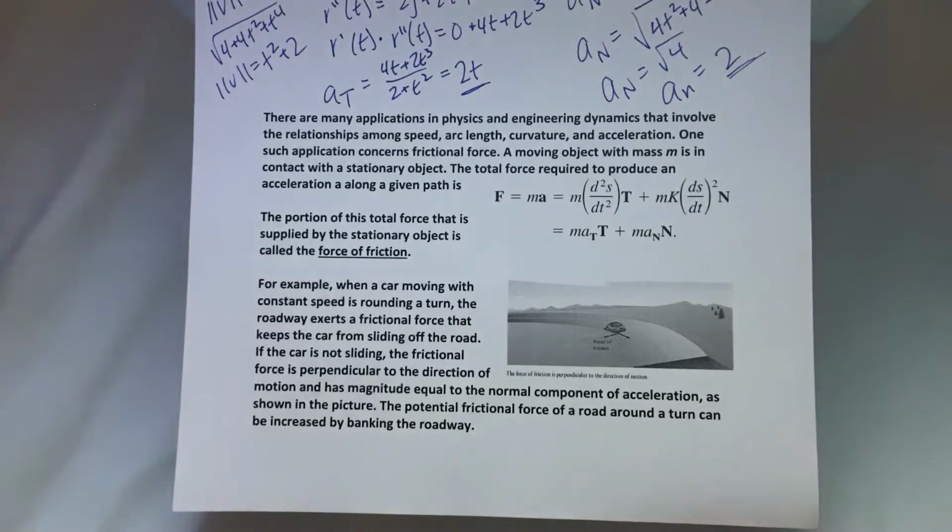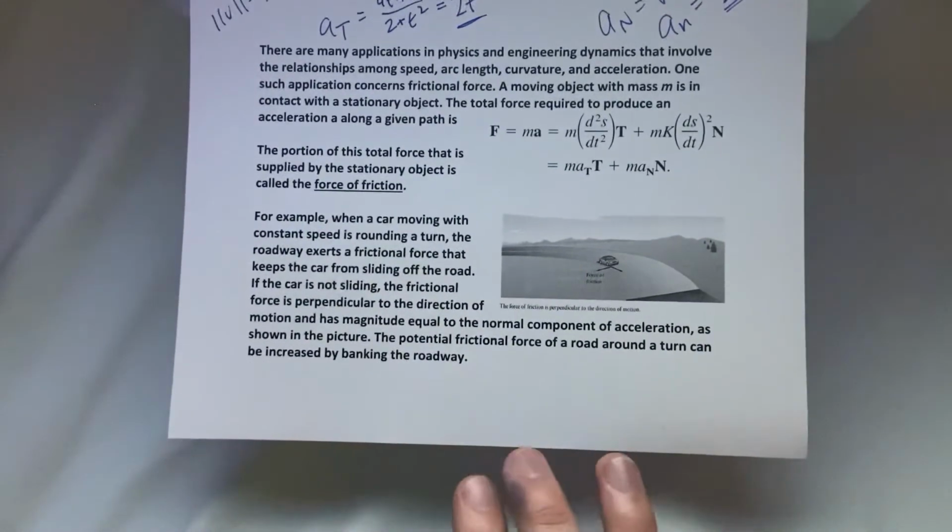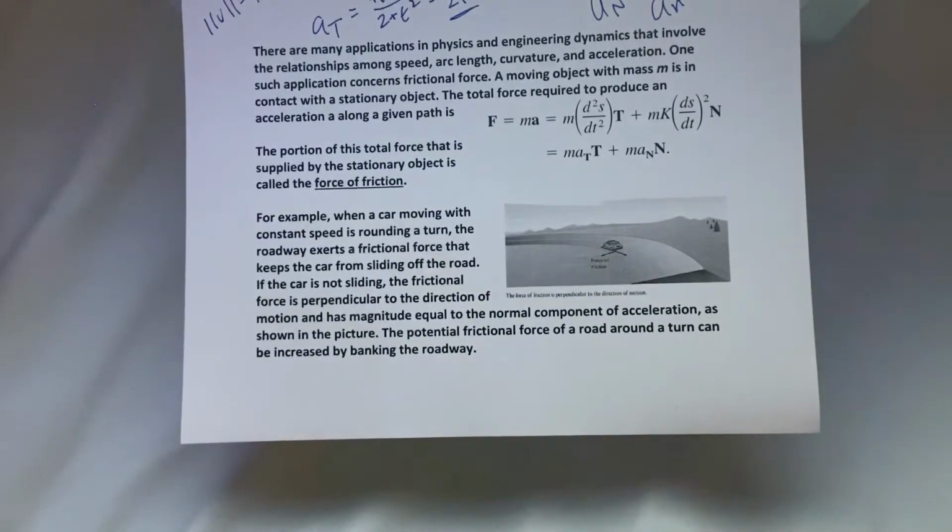The portion of this total force that is supplied by the stationary object is called the force of friction. For example, a car moving at constant speed, rounding a turn, the roadway exerts a frictional force that keeps the car from sliding off the road. If the car is not sliding, the frictional force is perpendicular to the direction of motion, has a magnitude equal to the normal component of acceleration. As shown in this picture, the potential frictional force of a road around a turn can be increased by banking the roadway. But let's do an actual problem.